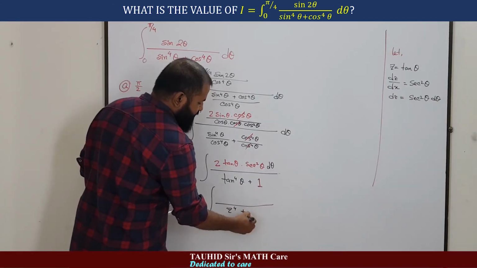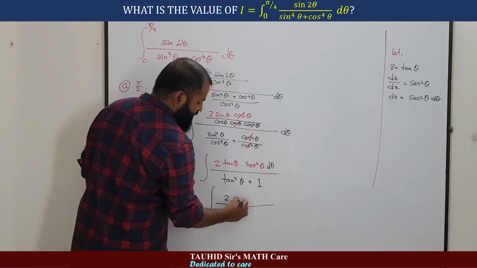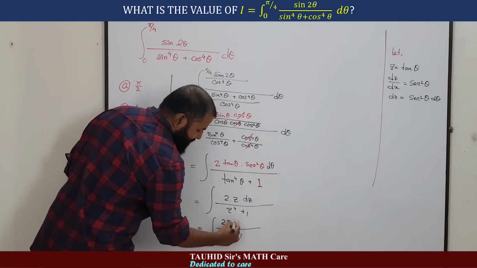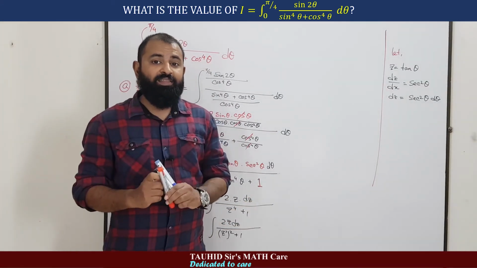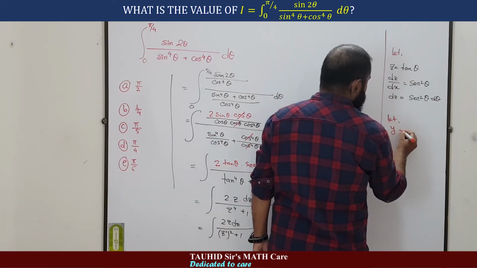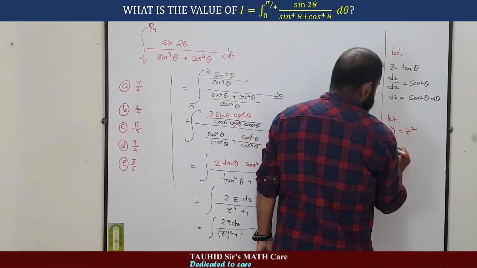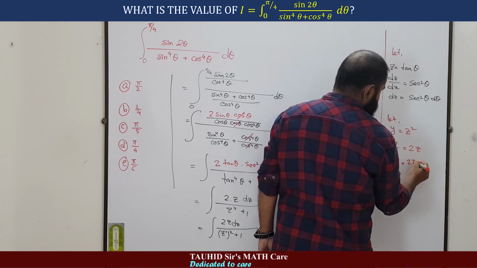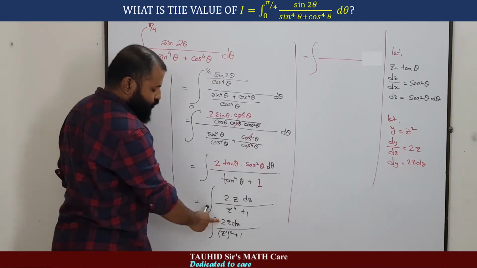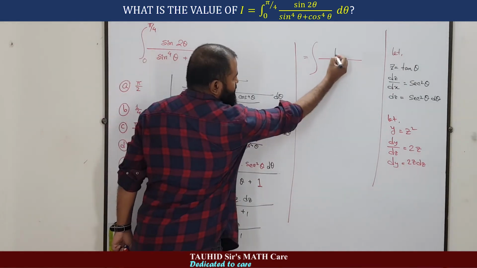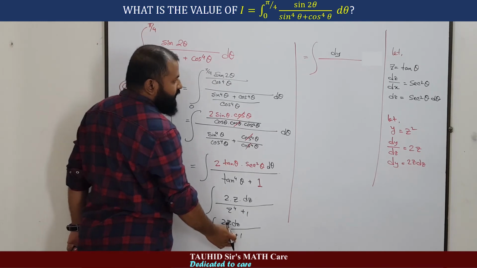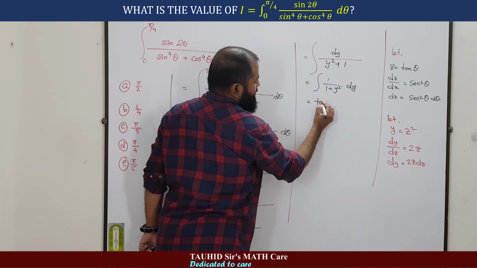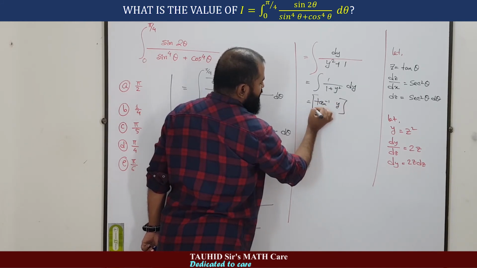Z to the power 4 plus 1, 2 into z into sec square theta d theta means dz. Now we will apply a further substitution. Let y equal to z square, dy dz equal to 2z, dy equal to 2z dz. 2z dz, that means dy, and z square whole square, that means y square plus 1. That means tan inverse y, and we will put the limits.